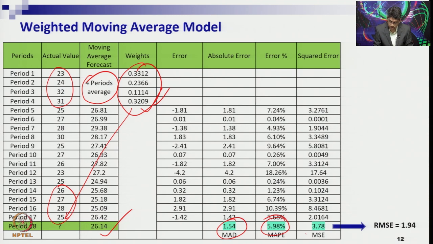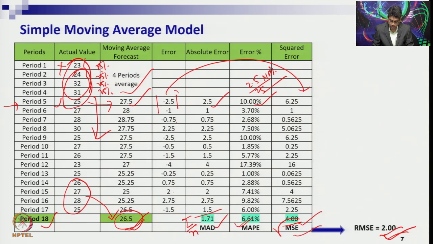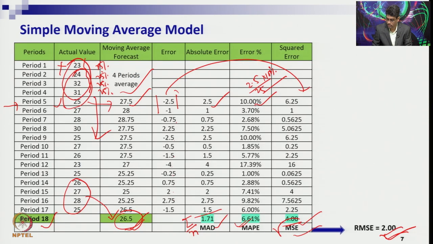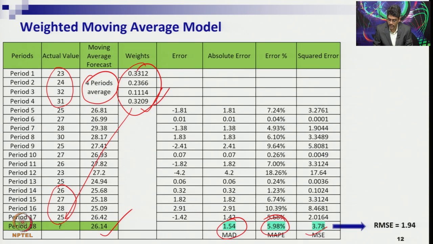Even MSE also, here it is 3.78, and in simple moving average it was 4. So it is also lesser. In RMSE, look here, it is 2 there, and here 1.98. So whatever measure of accuracy technique you select, you see that weighted moving average is better for this particular data set. So we can take a final decision that weighted moving average is better for this data set than simple moving average and the naive method also.